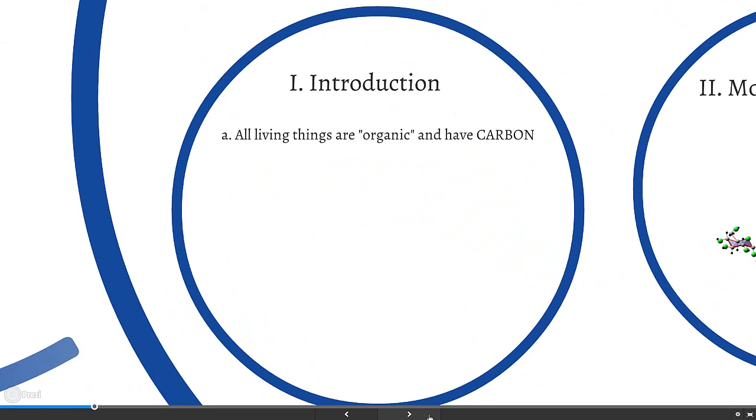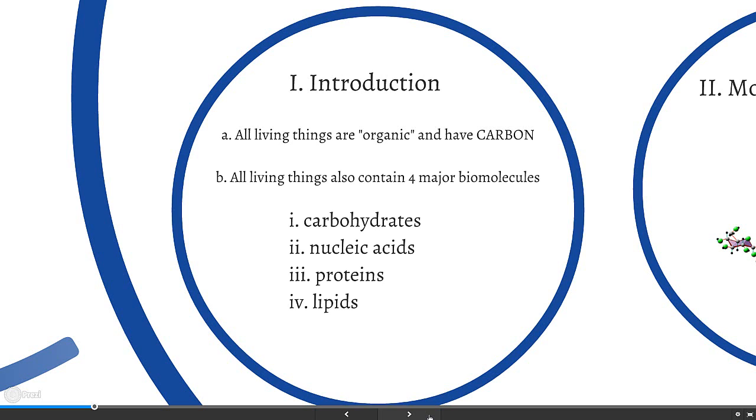That's how we use radioactive dating to find out how old fossils and things are. We look at the carbon and through some chemistry how far it's decayed, and we can use math and calculate how old something is. All living things have these carbon molecules in them. All living things have carbohydrates, nucleic acids, proteins, and lipids.